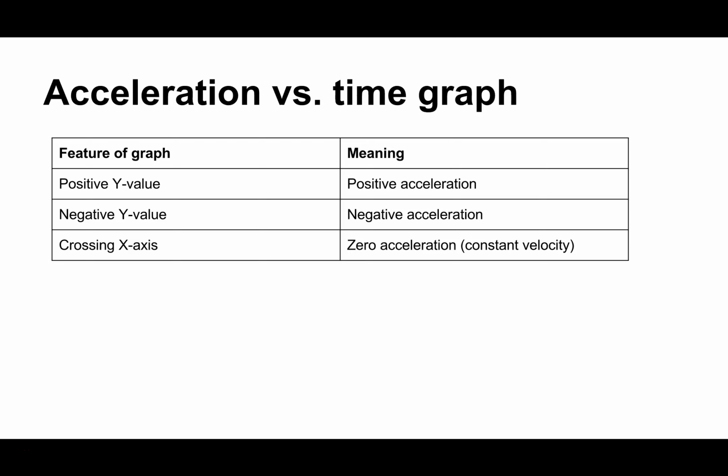So if we have positive y value, that's positive acceleration, negative and negative. If we cross the axis, we go from positive acceleration to negative acceleration. So at that one moment anyway, we'd have zero acceleration. We'd have constant velocity while it's at the x-axis, while it's at an acceleration of zero.